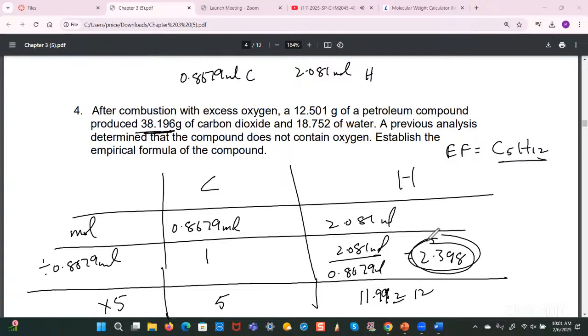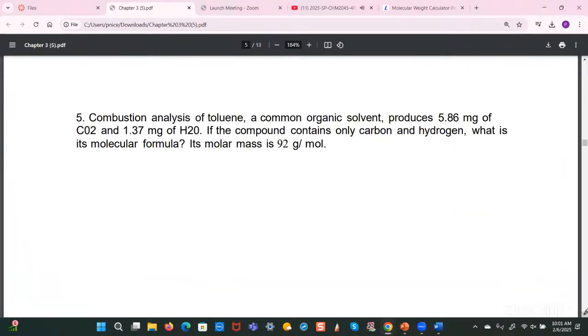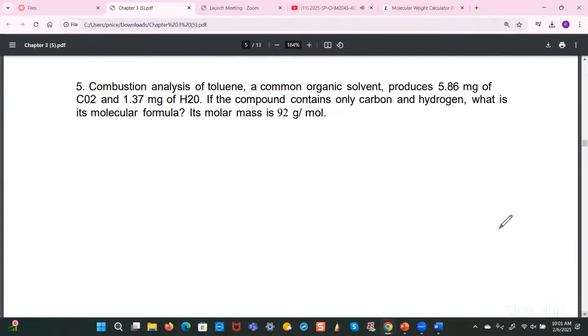Can you do a molecular one? Which one? Next one's molecular. Okay, let me, here it is. And scroll down. Okay, so in this case, it's the same type of problem. Again, it contains only carbon and hydrogen. So let me just go through the steps quickly.